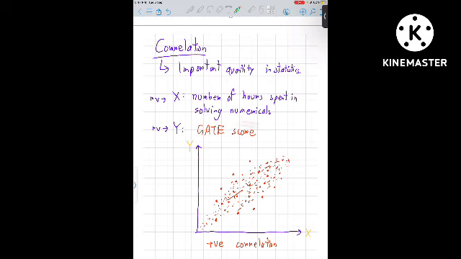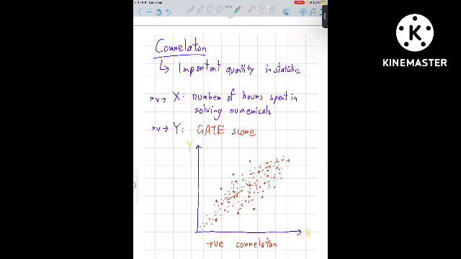This randomness is due to certain other things which we are not taking into account. This is a random error, and this is the randomness which comes into the picture. But overall, if we try to fit a line in between this, we get a line with a positive slope. This is something that we call positive correlation.